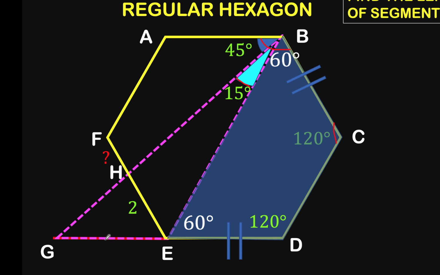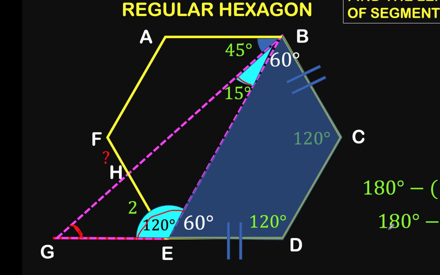Then, angle GEB and angle DEB form a linear pair. That means we can now find the measure of angle GEB by just subtracting 60 degrees from 180 degrees to arrive at 120 degrees. Then, we can find the measure of this angle by subtracting the sum of 15 and 120 degrees from 180 degrees to arrive at 45 degrees. So this angle here is 45 degrees.